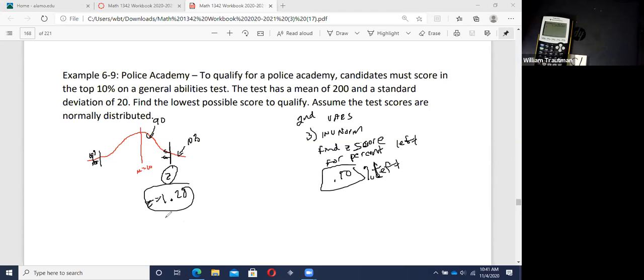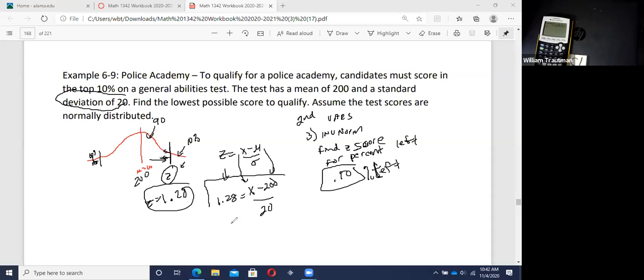Okay, so we're not done. It says find the lowest possible score. Now that we have the z-score, we need to know the actual score. We know the mean was 200. And if it's to the right of the mean, we know it's going to be more than 200. The score on this police test has to be more than 200. The z-score is 1.28. Using the same formula, z equals x minus the average over standard deviation. We know our z-score is 1.28. We're trying to find the value. What is the score on the test? The average we know was 200. This is what we're trying to find. And the standard deviation, they told us up here, was 20.